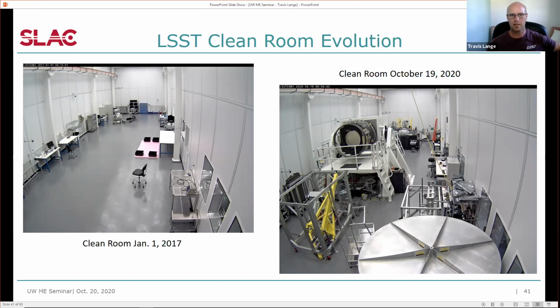The previous pictures I was showing from the cryostat are where we get achievement verification of most of our requirements, but there are still some that we're not able to do at the cryostat level that we have to do at the complete camera level.